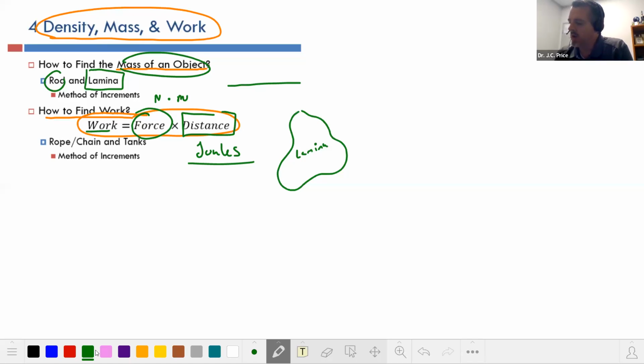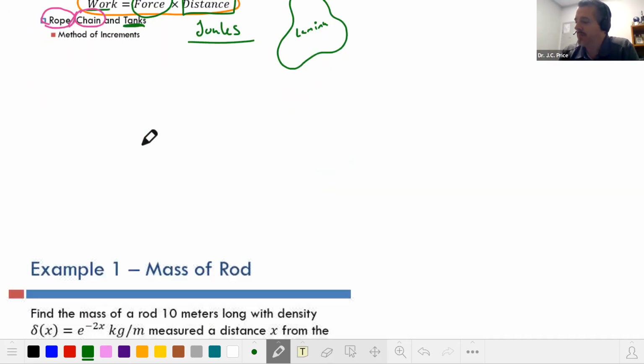Then for work, in this video we'll do ropes and chains, because ropes and chains are basically the same thing. You treat them the same way when you do work in calculus. And then in the next video, we'll talk about doing work with respect to tanks. We'll have rectangular tanks, circular tanks, and even a triangular tank. All right, so let's take a look at some of the problems we're going to do.